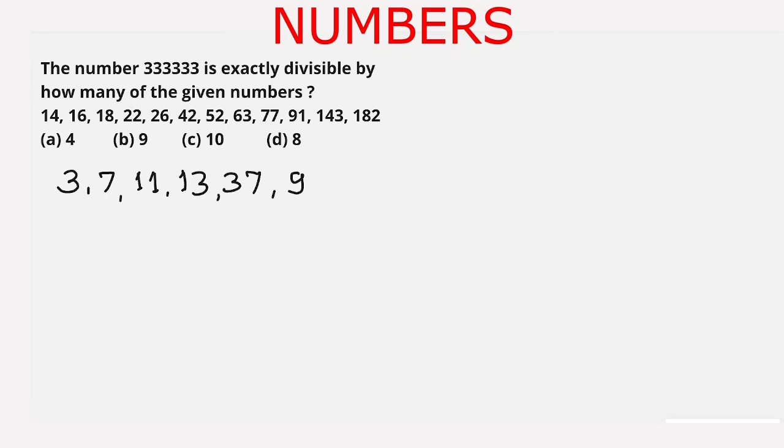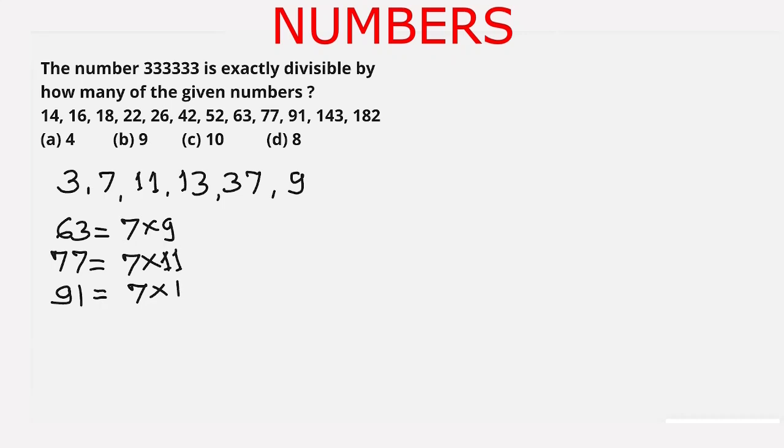The next divisible number is 63, and this number will be divisible by 63 because 63 is the product of 7 and 9, and the given number is divisible by 3, 7, 11, 13, 37 and 9. So it is 9 times 7 is 63. Then 77. It is divisible by 77 because it is divisible by 7 and 11. The next number is 91. It is divisible by 91 because it is divisible by 7 and 13, and 13 times 7 is 91.